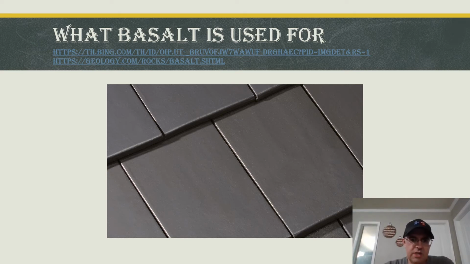But what I did is I wanted to use it for home use. So the basalt that we use for the home is used as roofing tiles. Now, after the basalt's been cut and milled and shined up, it turns into a very durable roofing product that a lot of people go with because it's never going to wear. It's a very durable product, and it's aesthetically pleasing to the eye.